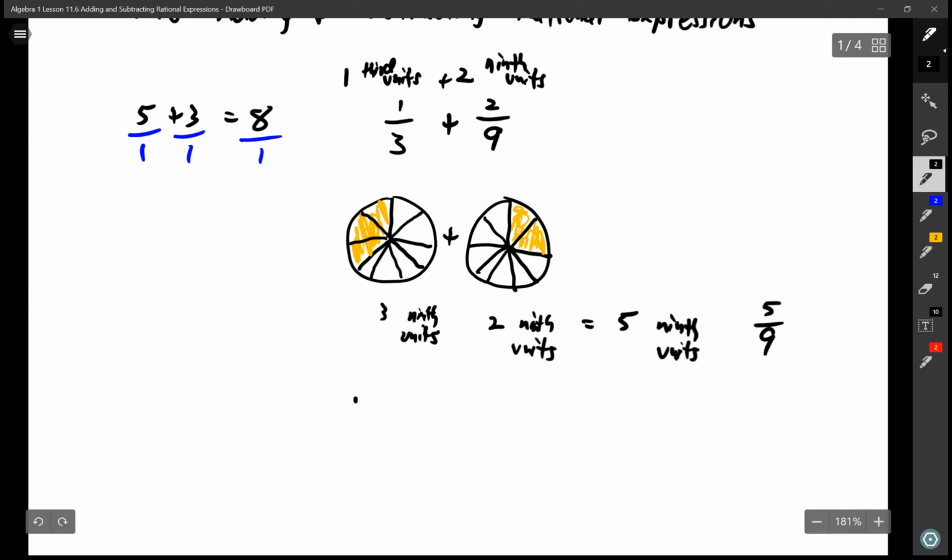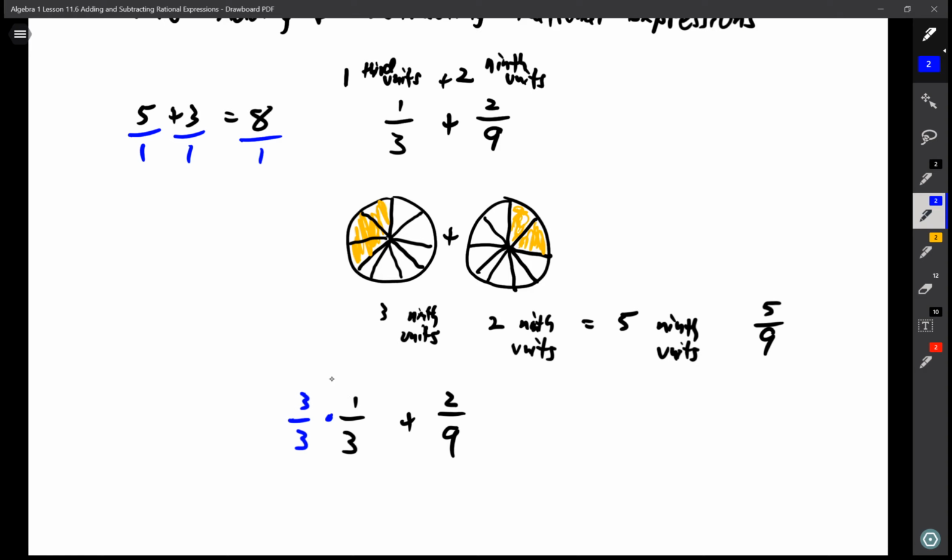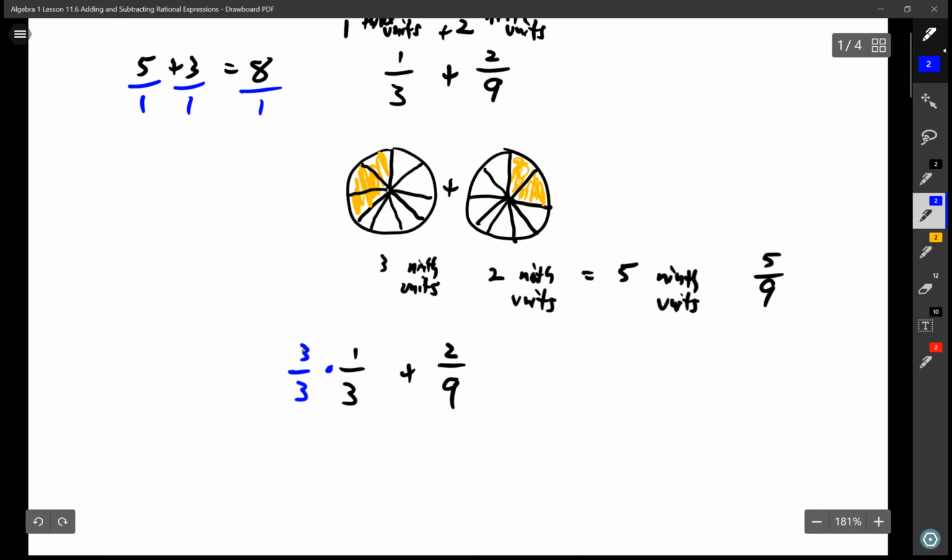If I were just adding 1/3 plus 2/9, I'd ask myself, can I get the smaller denominator, the 3, to match the bigger denominator, 9? Yeah, I can multiply, and I can only multiply by something equal to 1. So I can multiply by 3/3, because that's multiplying by 1. I'm not changing the value, just what it looks like. 3 times 1 gives me 3 on top, 3 times 3 gives me 9 on the bottom. Now I have 3/9 plus 2/9, which is 5/9.